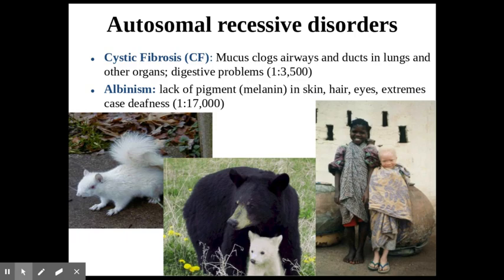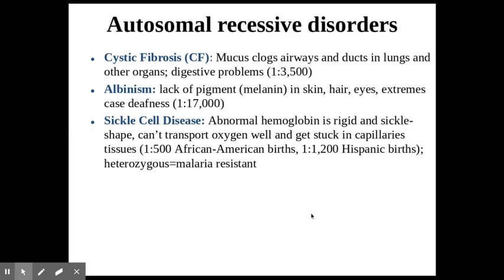Autosomal recessive disorders are things like cystic fibrosis and albinism. You can see some albino animals at the bottom, some of the pictures that they have of the little squirrel and the little bear. This affects the pigment melanin in your skin, your hair, your eyes, and it can cause deafness. Cystic fibrosis is again where mucus clogs the airways and ducts in the lungs and causes digestive problems. Albinism means that you have a lack of the pigment melanin.